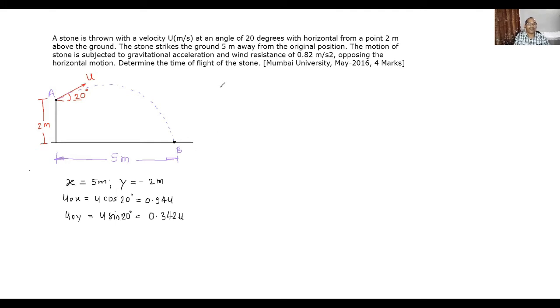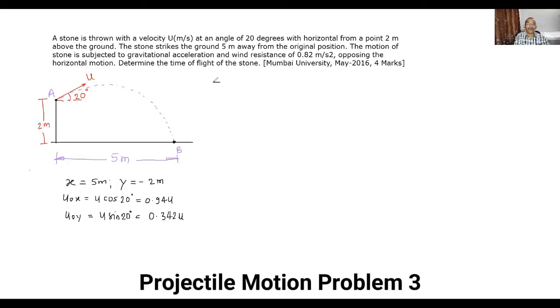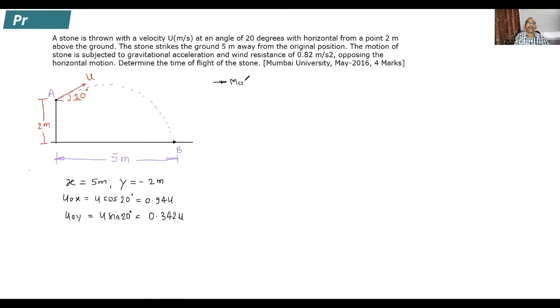Now we'll apply equations in horizontal and vertical direction. So in horizontal direction, if you consider motion from A to B, there are only 2 points. In horizontal direction, normally our acceleration ax is 0, but in this case clearly it is mentioned in the problem. It is subjected to wind resistance of 0.82 meter per second square.